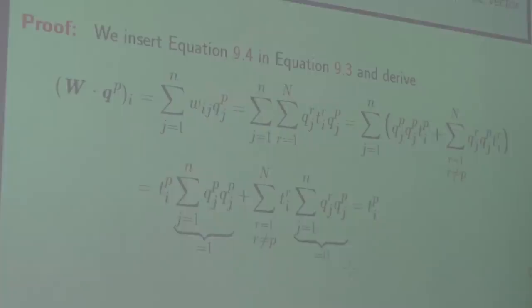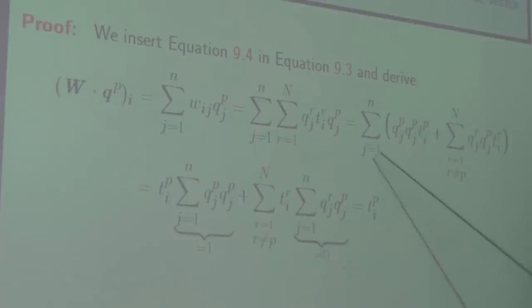But it's the sum over n. Why is this 1? Oh yes, you're right. Because the vectors are orthonormal, and this is the scalar product of one vector with itself. So yes, that's exactly the orthonormality. So we get a one here.